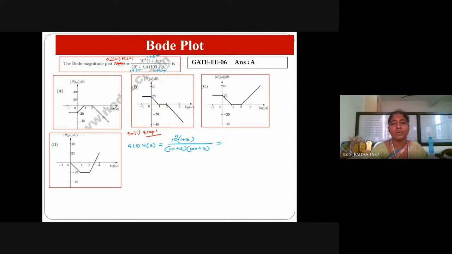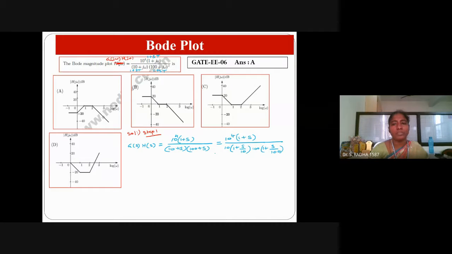Now I want to change everything to time constant form, 1 plus sT. The T value is 1 in the numerator. In the denominator, if I take 10 separately, then it is 1 plus s by 10, and the T value is 1 by 10. Then if I take 100 separately, it is 1 plus s by 100, and the T value is 1 by 100.